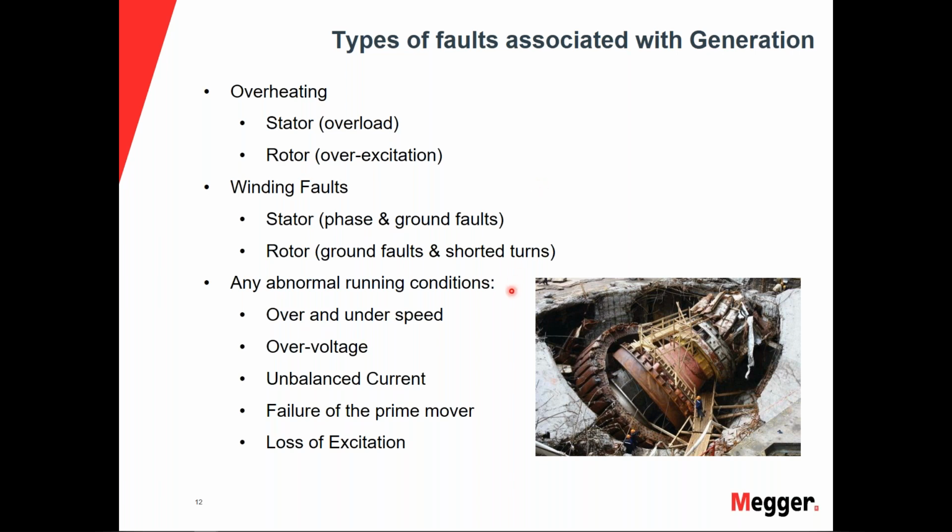And of course, there are abnormal running conditions, which could be over and under speed, over voltage, unbalance, failure of the prime mover, which means that we could actually have lost steam, lost a gas line, or lost any type of the mechanical energy that will be used to actually move the prime mover. And then also we could have lost the excitation system. So we could have actually lost the DC source, the DC side of the rotor, to actually produce the power.